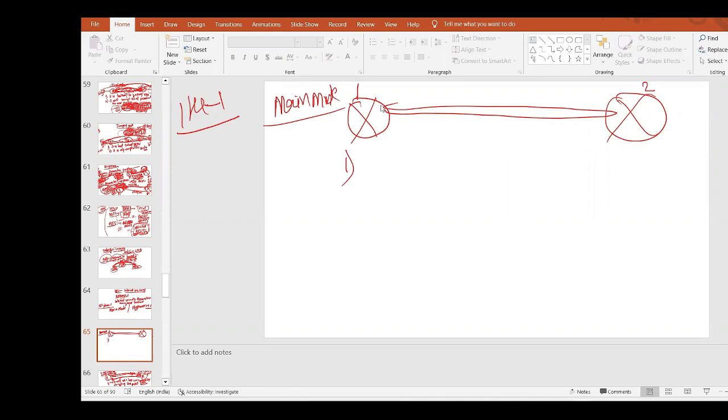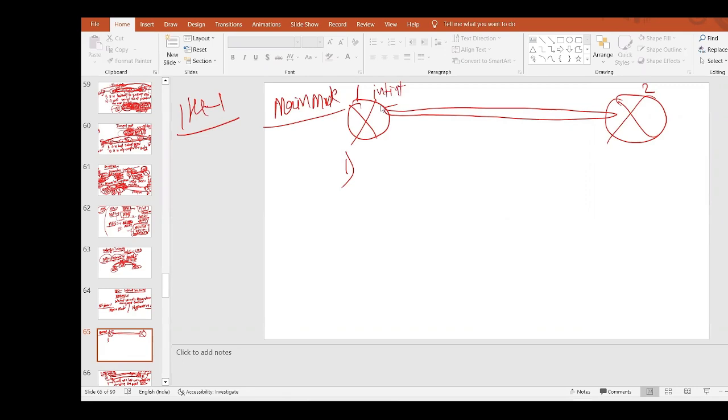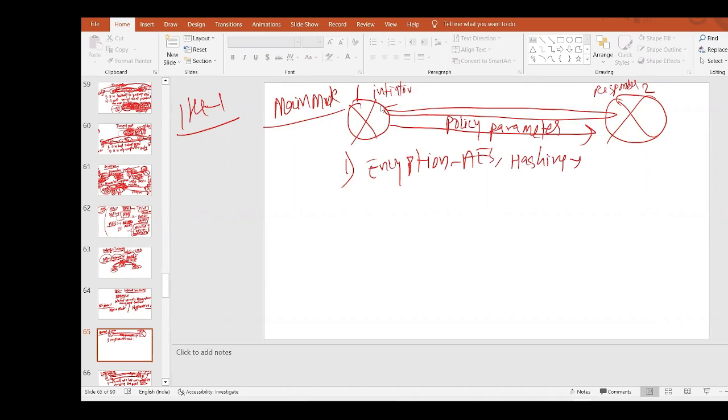So there is one initiator. This one is the initiator, and this one is the responder. What happens in the first packet? Router 1 will forward all of its policy parameters. What policy parameters? It will forward its encryption method. Which encryption method am I going to use? Say he's going to use AES. Which hashing method am I going to use? He's going to use SHA.